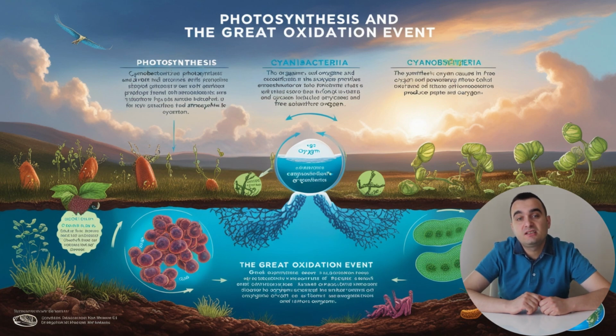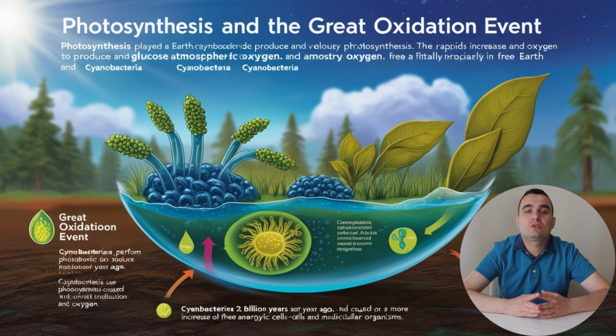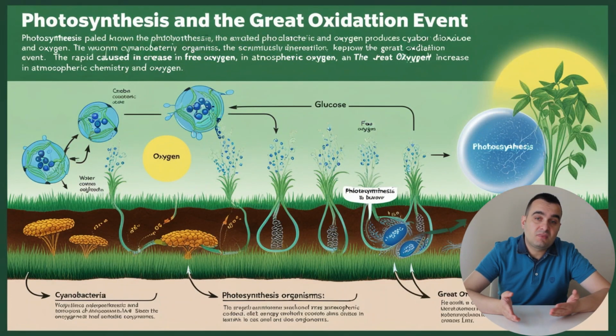The Great Oxidation Event, occurring around 2.4 billion years ago, led to a rapid increase in free oxygen in the atmosphere. This event caused the extinction of many anaerobic organisms for which oxygen was toxic. However, the increase in oxygen allowed the evolution of more complex and energy-efficient metabolic processes, playing a crucial role in the evolution of eukaryotic cells and multicellular organisms.